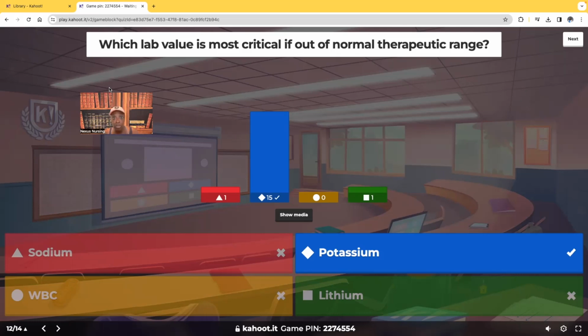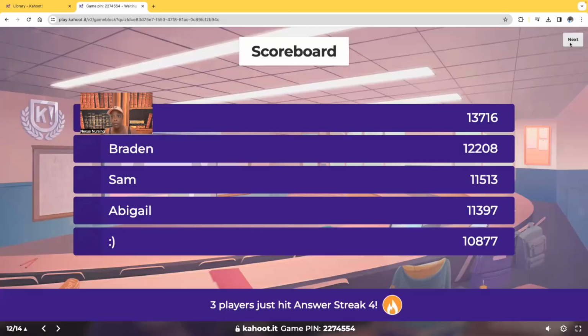However, the most critical lab value by far is going to be your potassium. Again, normal therapeutic range, 3.5 to 5. Anything outside of that, we're concerned about the patient having cardiac dysrhythmias.